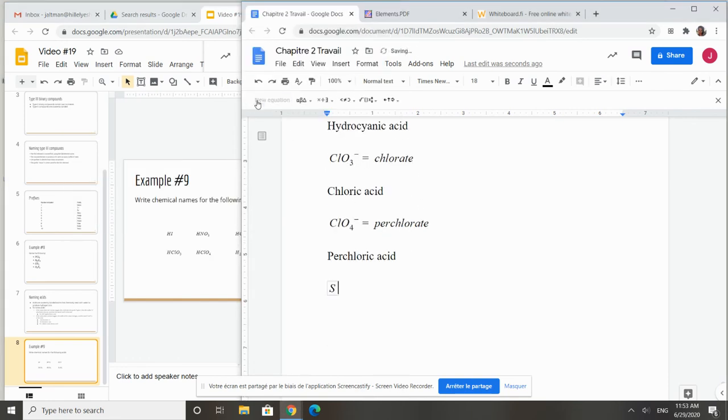And then the last one, I've got H2SO4. I go to my polyatomic ion sheet. I find SO4 with a 2- charge, which is sulfate. So again, ATE, very, very common. We'll change this to sulfuric acid.